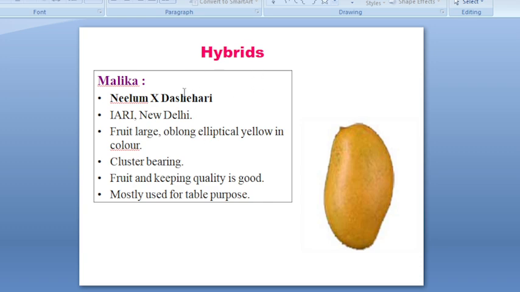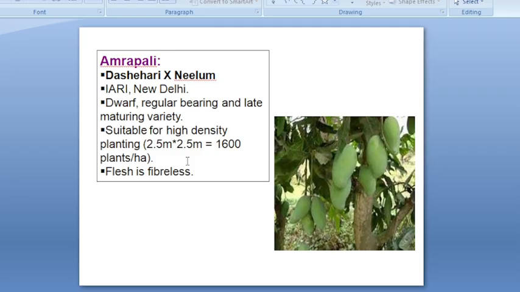Next, some of the popular hybrids in mango cultivation. That is Mallika. Mallika is a cross between Neelam into Dasheri. It was developed from IARI. Most of the hybrids will have regular bearing habit, and the quality will be good, and they are well suited even for export purpose also.